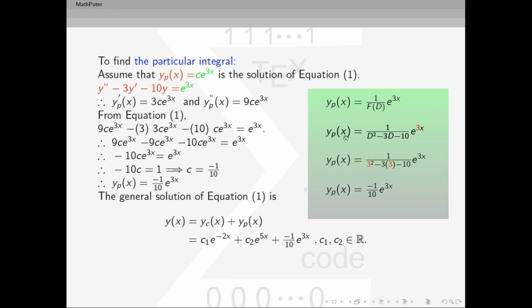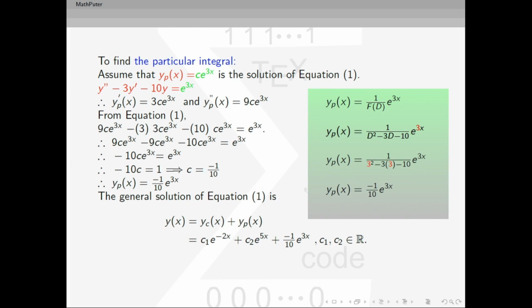I think this method is much easier than this. Here we find the first derivative and second derivative, substitute into the equation, and then compare the coefficient of e raised to 3x, which gives us c equal to 1 upon 10. Here we just substitute this 3 in place of d and we have the solution. In the examination you can apply any method, this method or this method, to find the particular integral.